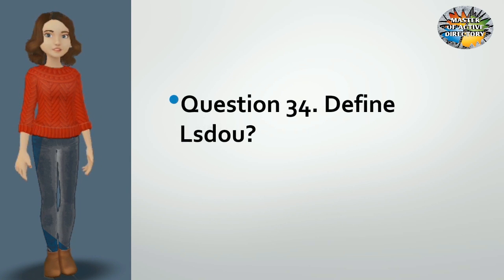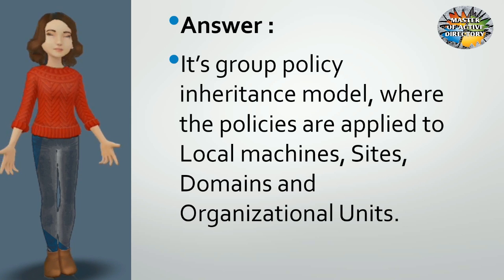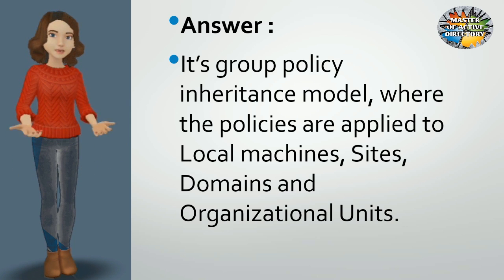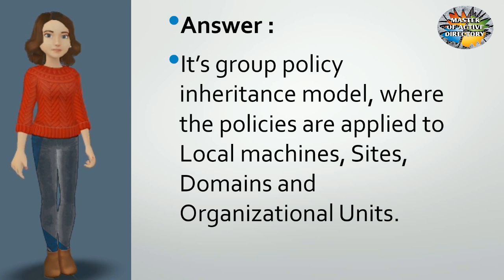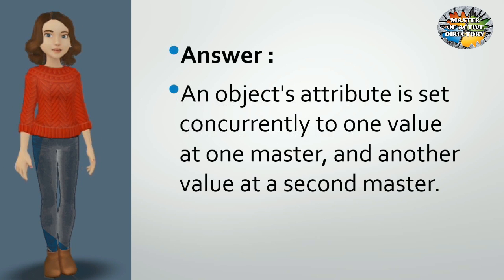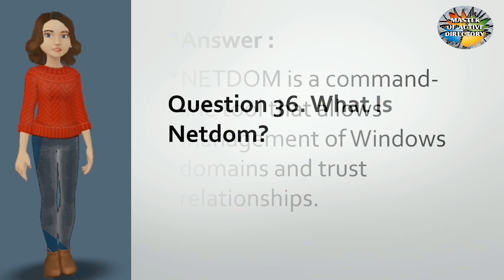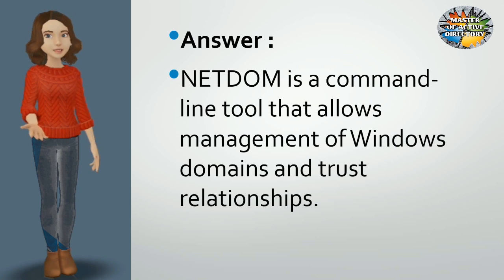Question 34. Define LSDOU. Answer. It's Group Policy Inheritance Model, where the policies are applied to local machines, sites, domains, and organizational units. Question 35. Define attribute value. Answer. An object's attribute is set concurrently to one value at one master and another value at a second master. Question 36. What is Netdom? Answer. Netdom is a command line tool that allows management of Windows domains and trust relationships.